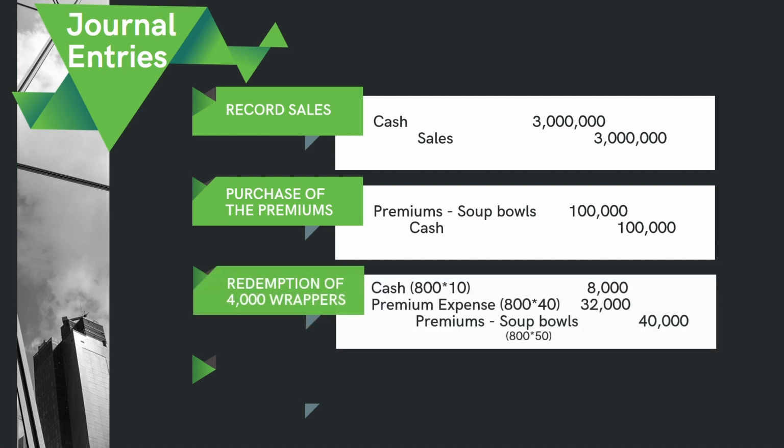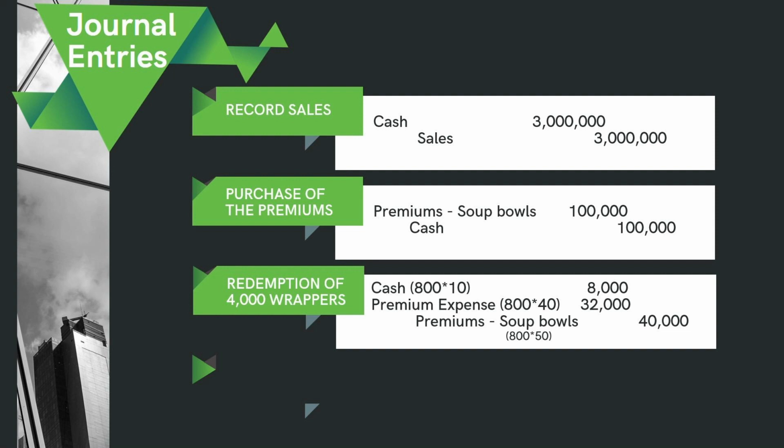Next is the redemption of 4,000 wrappers. Okay, so as you can see here, in our redemption, we recorded cash. Because he said earlier that when redeeming, he will submit 5 wrappers plus a remittance of 10 pesos. So, meaning, he gives 10 pesos plus 5 wrappers for one soup bowl. So, meaning we receive cash, that is why we will recognize it here in the first portion as cash.